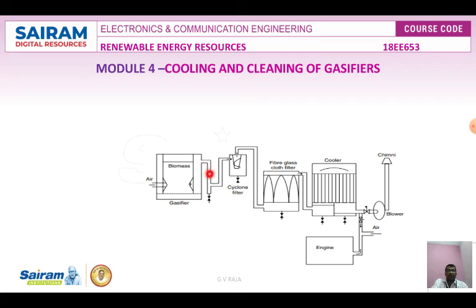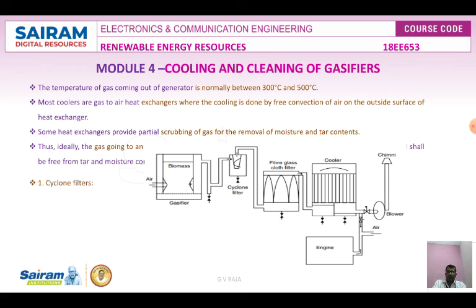Most coolers are gas to air heat exchangers, where the cooling is done by free convection of the air on the surface of the heat exchanger. The heat exchanger provides partial scrubbing of the gas for the removal of moisture and tar content. Scrubbers are also called coolers. There are three types of filters used for cleaning the gas: cyclone filter, wet scrubber, and cloth filter.